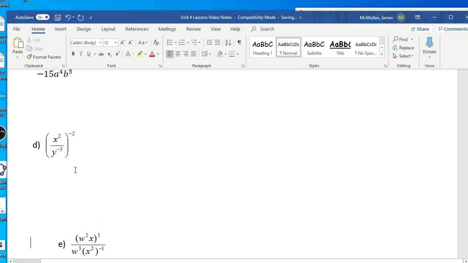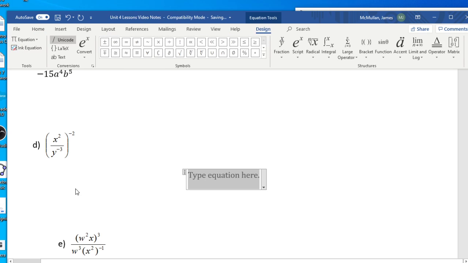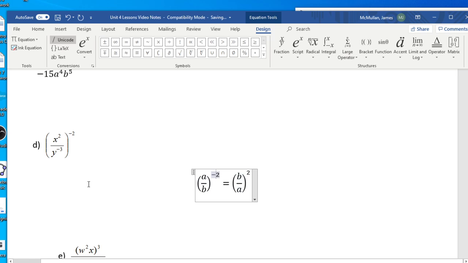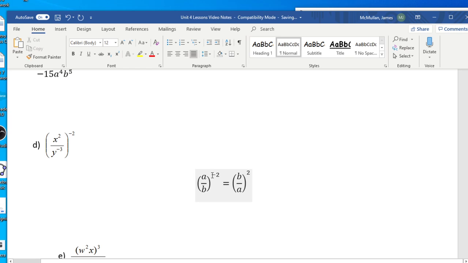Okay, next one. It says x squared over y to the negative 3, all to the negative 2. Okay, I'm going to remember a trick. Remember my trick: a over b to the negative 1 is simply equal to b over a. And let's put it as a 2 just so we don't mix this up. If you have a fraction to a negative exponent, both the top and the bottom can switch, and then you can make the exponent positive.